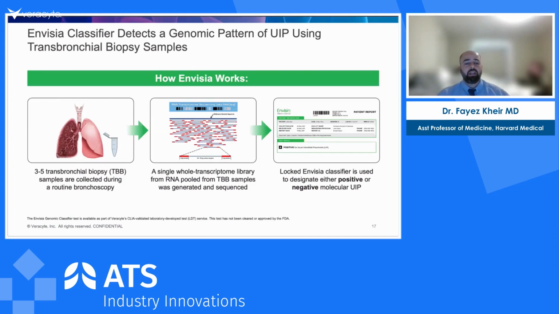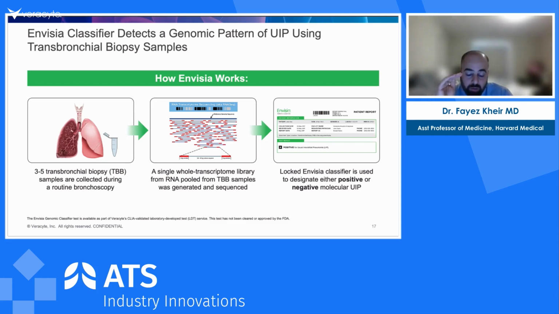So Envisia is done with a bronchoscopy, either under moderate sedation, where 3 to 5 transbronchial biopsies are sampled, or under general anesthesia if you are combining it with a cryobiopsy, or if it's the preference of the institution or the operator to do it under general anesthesia. As we said, 3 biopsies are enough. Usually we can take them from the lower lung zones. If 5 are taken, we can take 2 more from the upper lung zones.